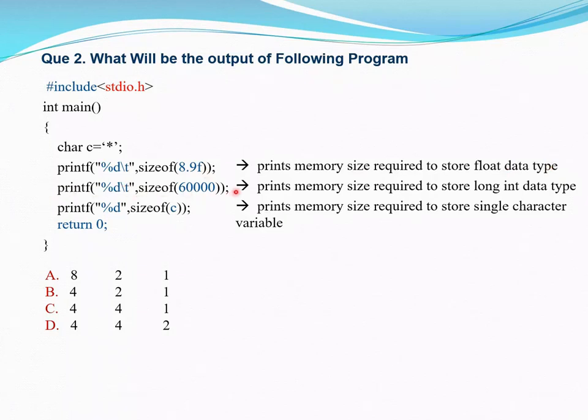Then with this printf function, output will be 4, which is equal to the memory size required to store the long integer data type. And with this printf function, output will be 1, which is equal to the memory size required to store the single character variable. Hence, the output of this program will be 441. With this first printf function, output is 4. Next printf function will print 4, and next printf function will print 1.